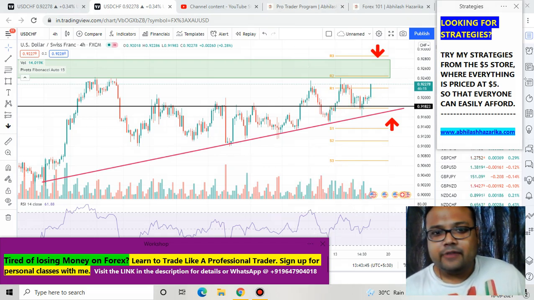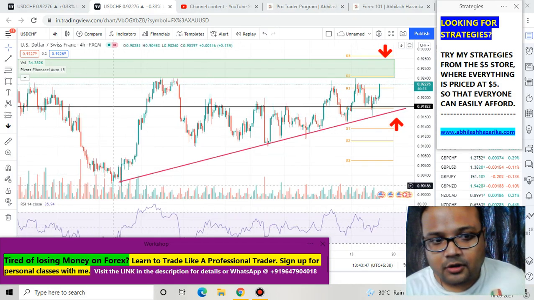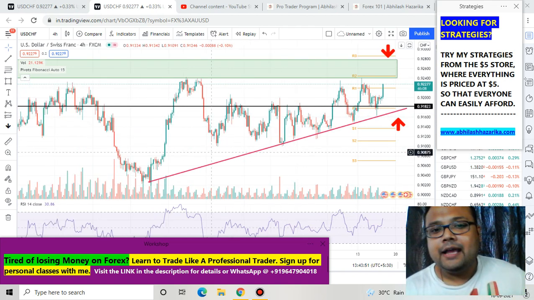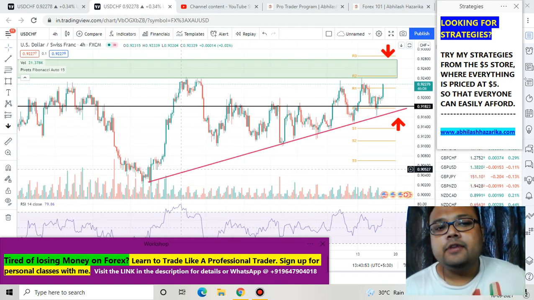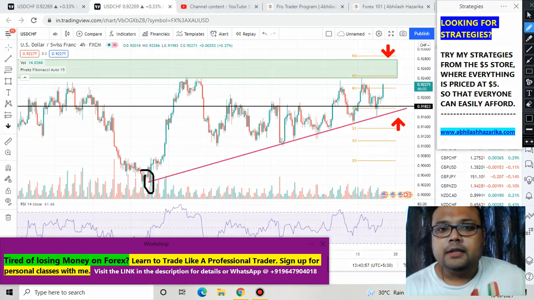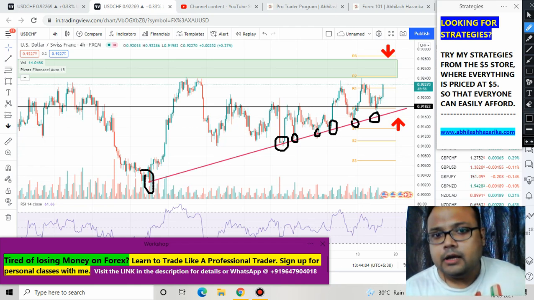Apart from this black line, I have also drawn a trend line. If you observe the trend line carefully, you can see that whenever the market is coming down, this trend line is providing support to the market. So this trend line is a valid support, unlike the black line, which is not yet a proper support.